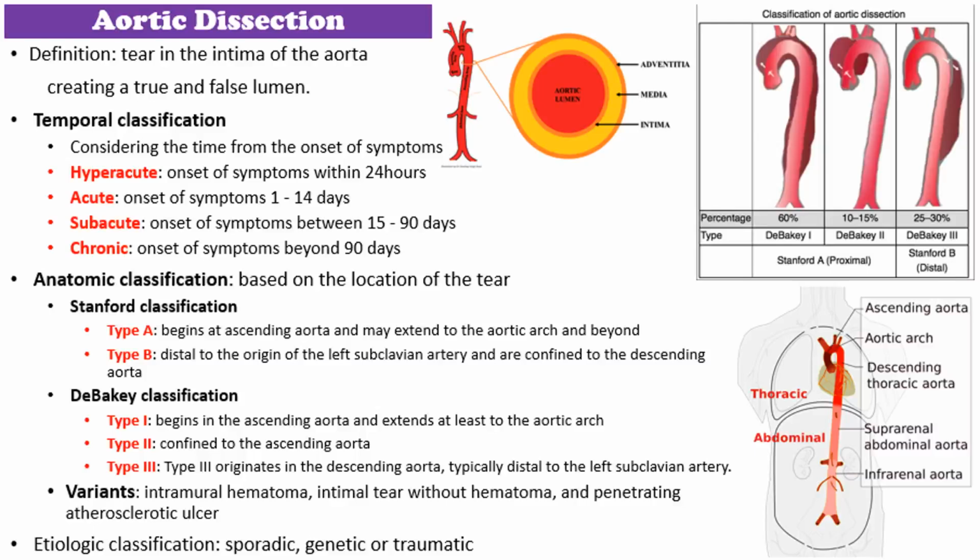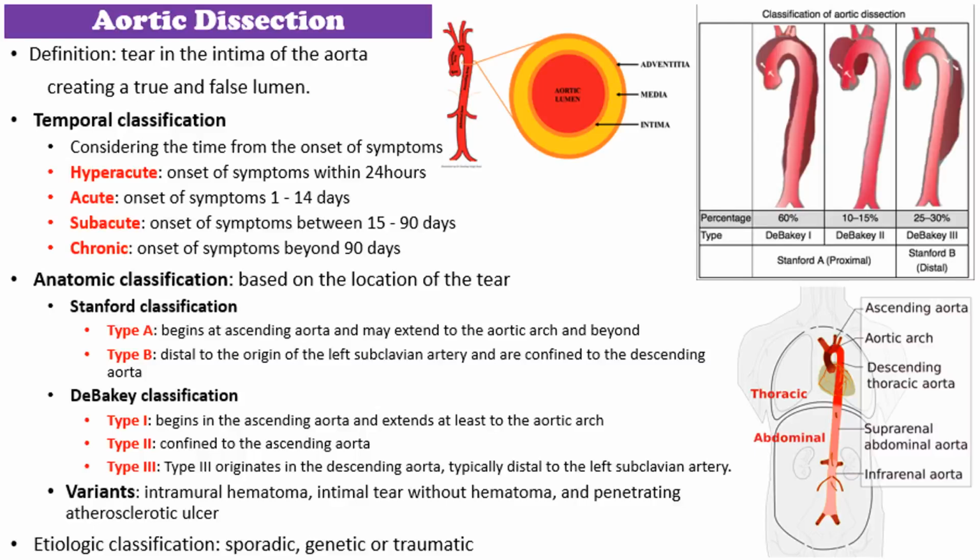Acute dissections often require urgent surgical intervention due to the risk of complications such as aortic rupture or organ ischemia, whereas chronic dissections may be managed with medical therapy and regular monitoring. The two main anatomic classifications used to describe aortic dissection are the DeBakey and Stanford systems.